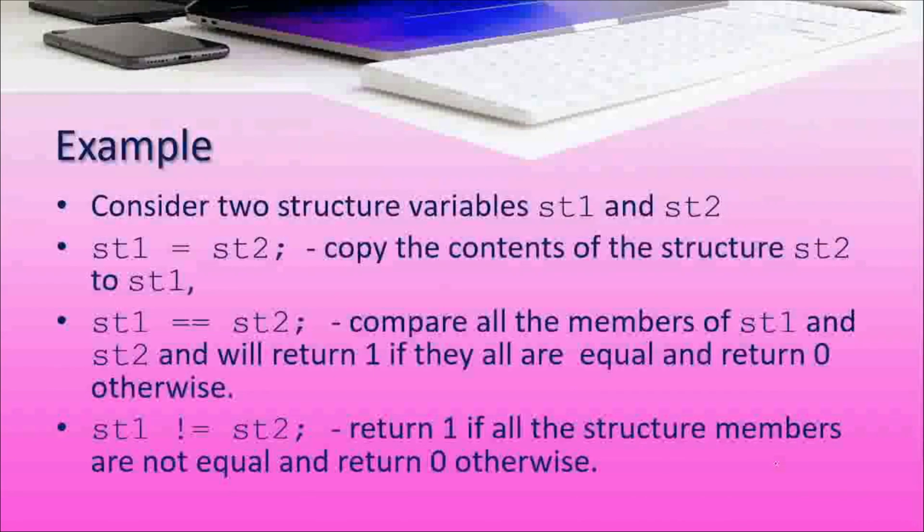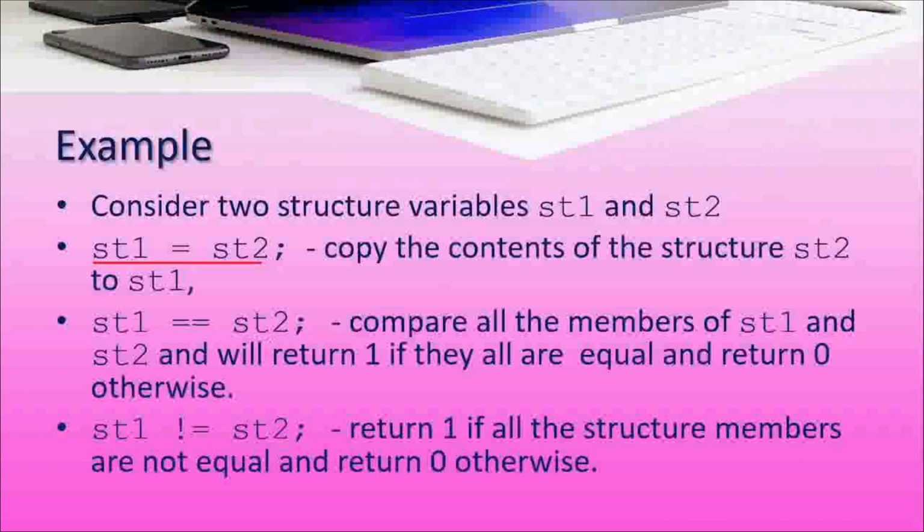So some examples of how the structure operations are done. Consider we have two structure variables st1 and st2. So st1 equal to st2: this particular statement will copy the contents of the structure st2 to st1. Then st1 double equal to st2 compares all the members of st1 and st2 and will return 1 if they all are equal and return 0 otherwise.